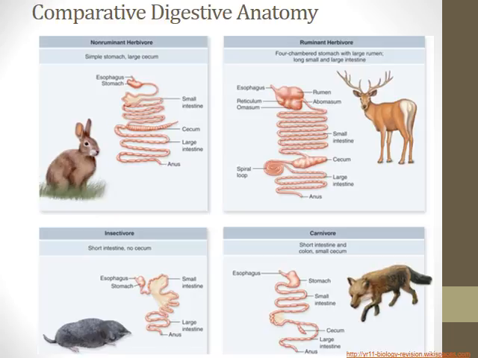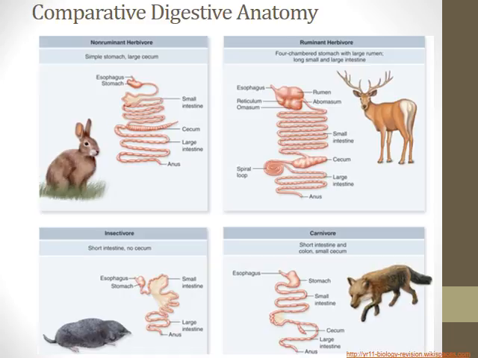So this figure on the top has a rabbit on the top left and a white-tailed deer on the top right, and these are two herbivores. Yet they're distinctly different. The rabbit is a non-ruminant herbivore. It has a simple stomach, so you see how small and simple this stomach is, and it has a relatively large cecum. The cecum is the long carrot-like projection pointing to the right. It's at the end of the small intestine and the beginning of the large intestine.